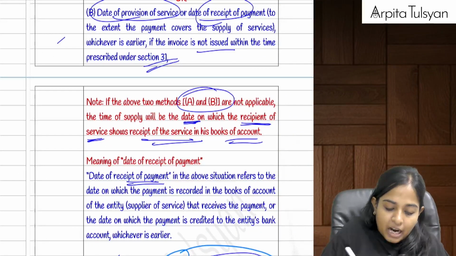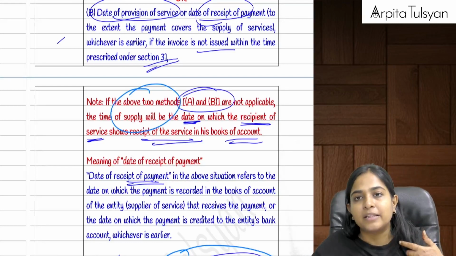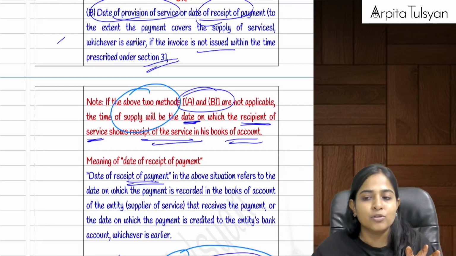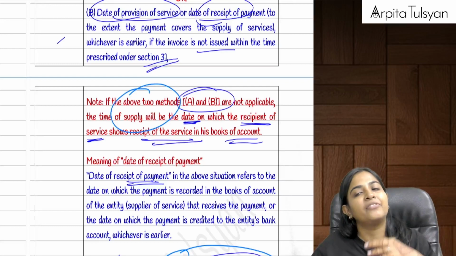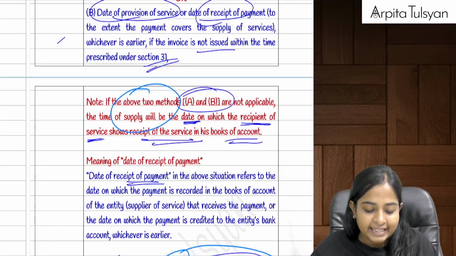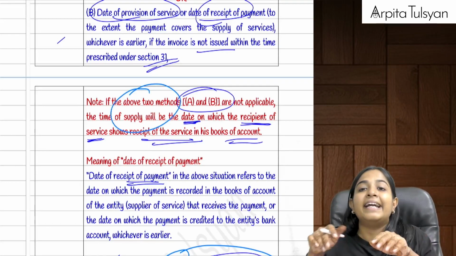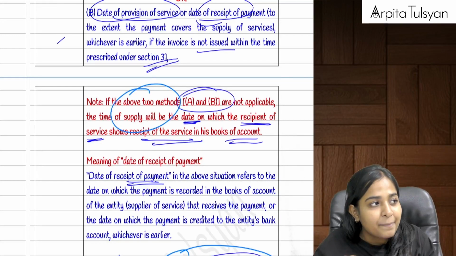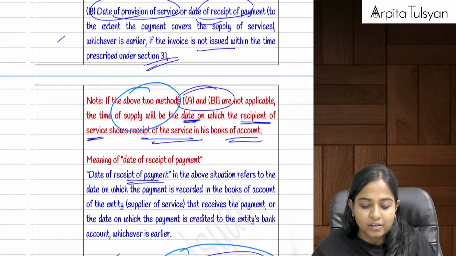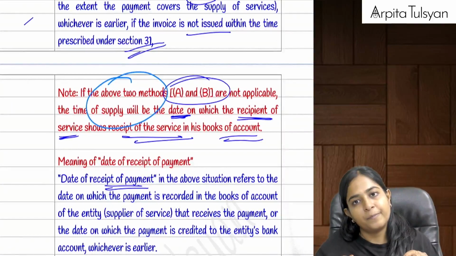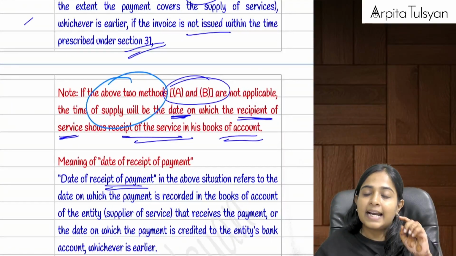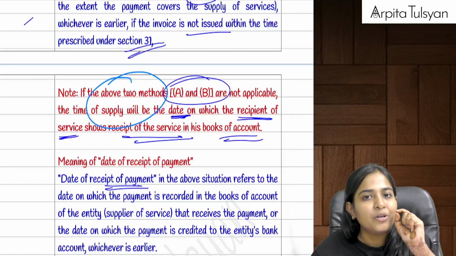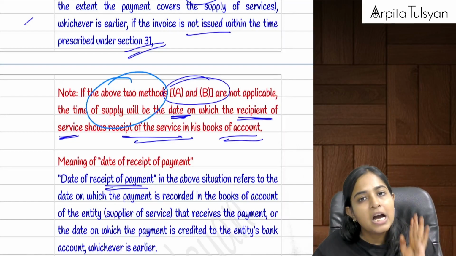If the above two methods, that is invoice issued on time or invoice not issued on time, are not applicable, if it is not possible to find, then in that case, the time of supply will be the date... think from the recipient's point of view. The date on which the recipient records or shows the service in his books of accounts. Are you clear with this? Yes, that is only when you are not able to decide the time of supply as per the above provision.